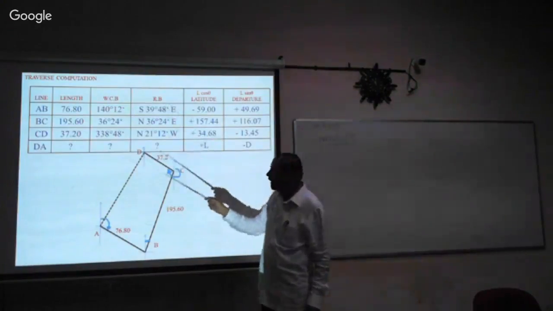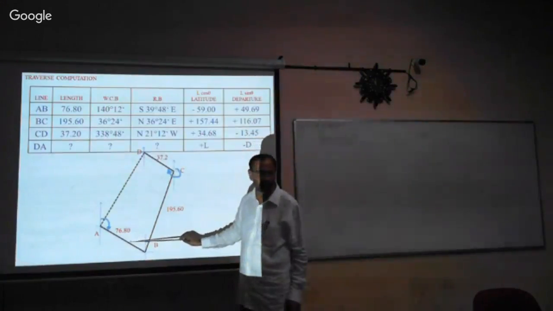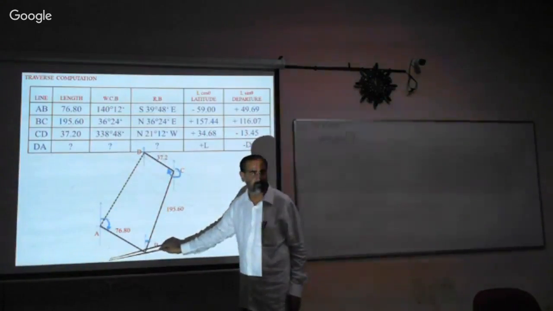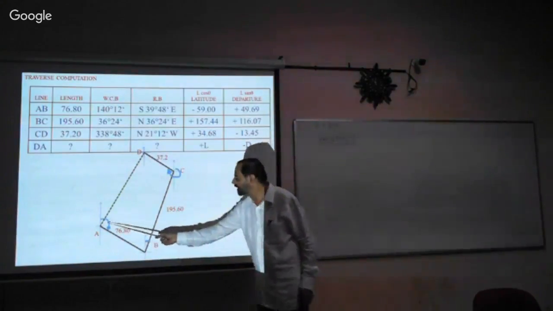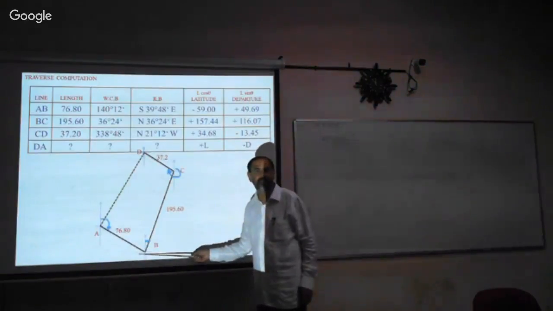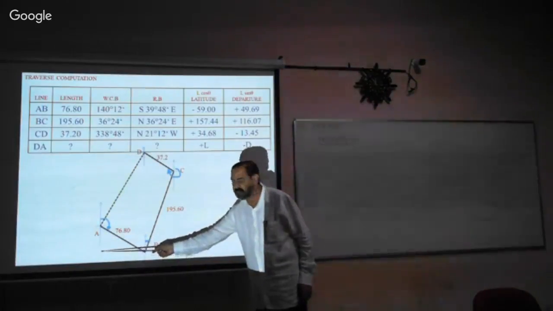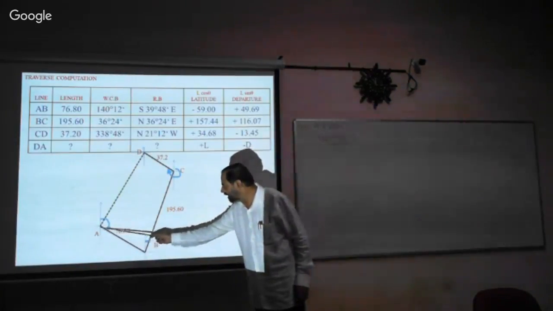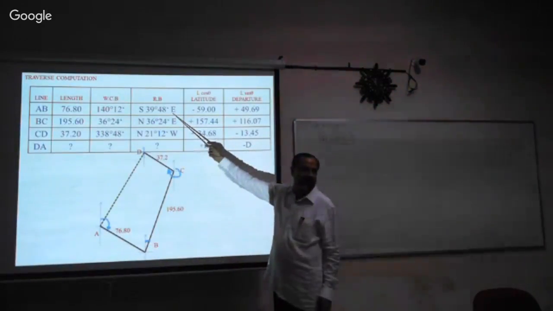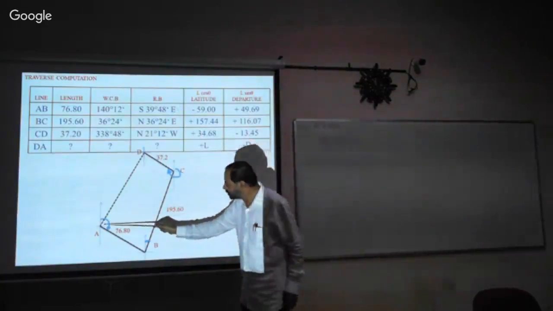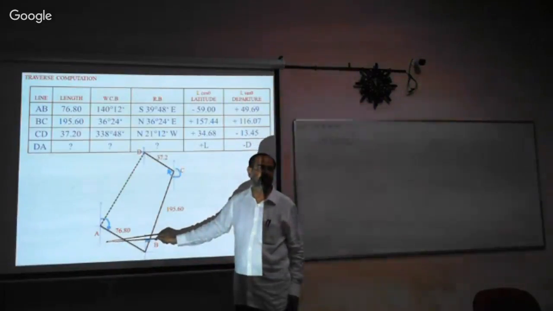Therefore, the latitude of this line AB is southward, and the departure of this line AB is eastward. That is what we have written here. Understood? So now, southward means what is the sign?